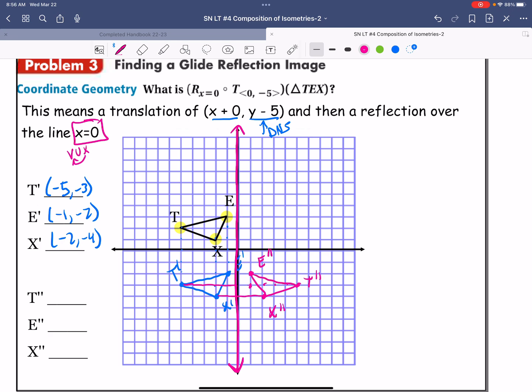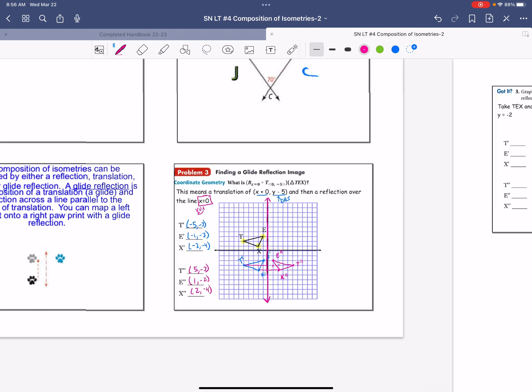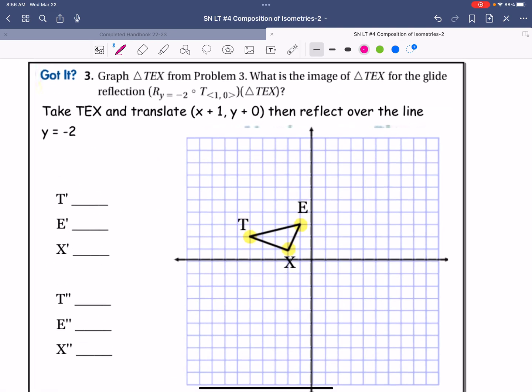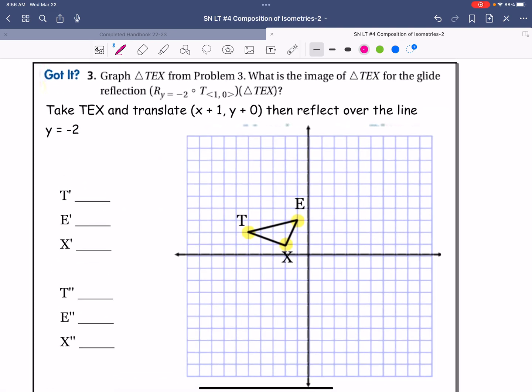And we end up with our double primes where T double prime is at 5, -3. E double prime is at 1, -2. And X double prime is at 2, -4. Okay, make sure you have that on your paper. It's just doing two transformations, taking the image from the first transformation and applying it to the second one. Let's go to this one. Pause this movie, try this on your own, and then press play when you are finished.